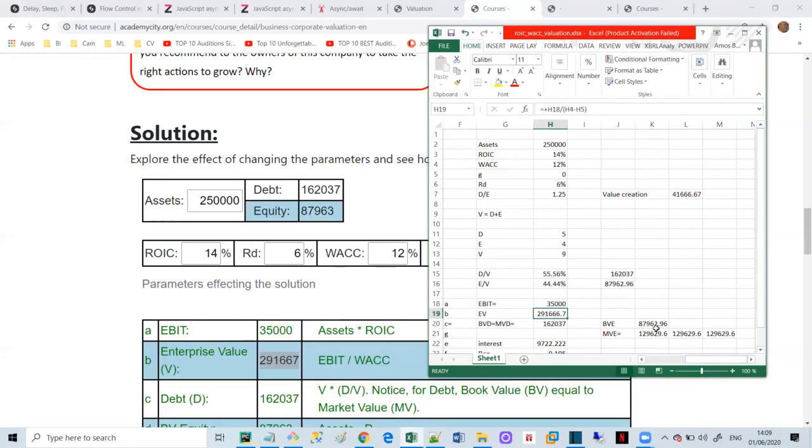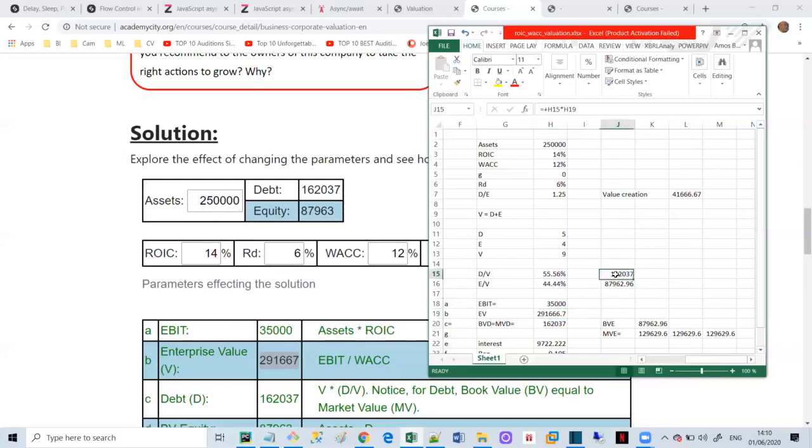They agree with me. They believe me. I made them believe me. And they said, okay, no problem, we'll give you a loan. How much of a loan are they going to give me? They're going to give me a loan of 162,037. Okay, beautiful. They give me exactly what they're getting. They're getting really 56% of a company that's worth 291.